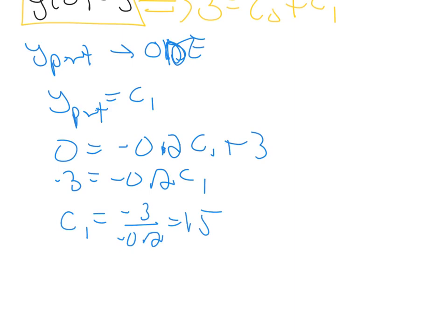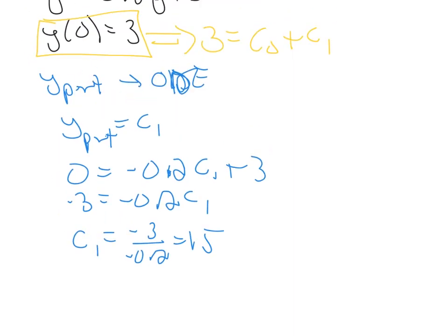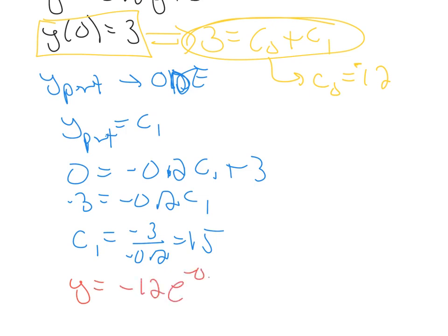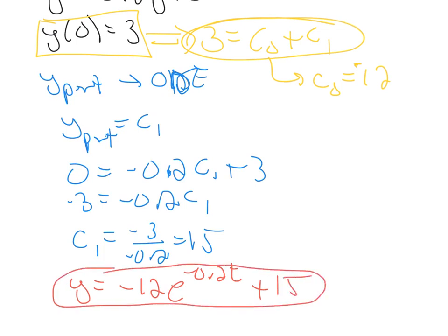Well, what that tells me is that C1 is equal to 15. From this piece up here, that tells me that C naught is equal to negative 12. It's got to be. And so my solution is y equals negative 12 e to the negative 0.2t plus 15, which is precisely the exact same place that we were before.